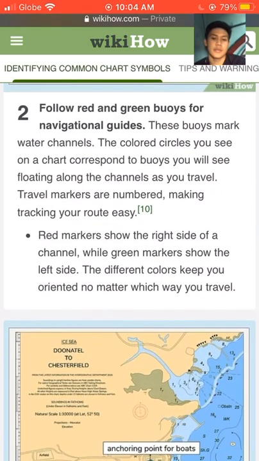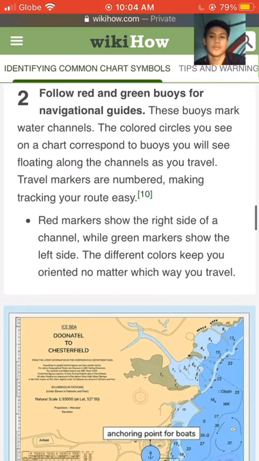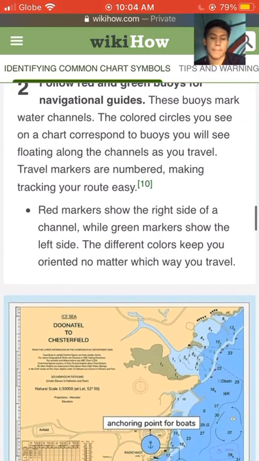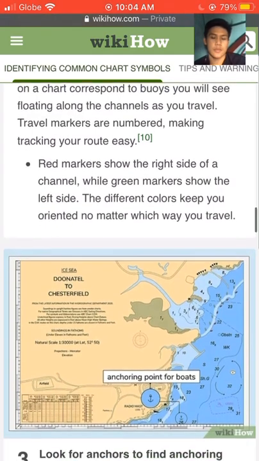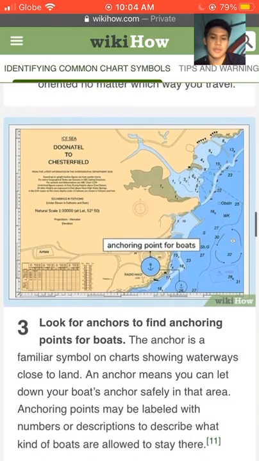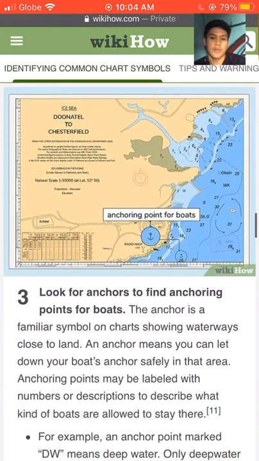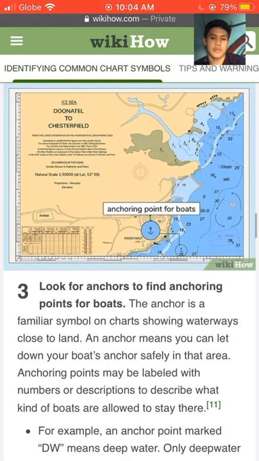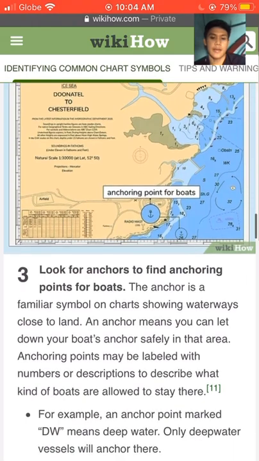Number 3. This is the example of number 3. Look for anchors to find anchoring points for boats. The anchor is a familiar symbol on a chart showing waterways close to land. An anchor means you can let down your boat's anchor safely in that area.